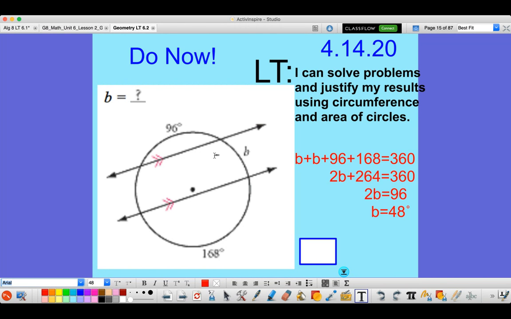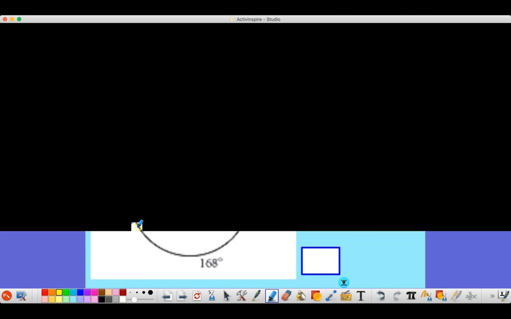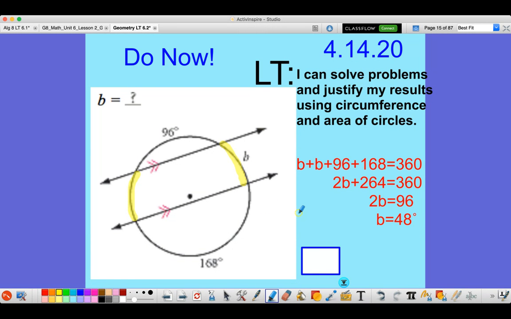And when you've solved the problem, then you will unpause the video and I'm going to go on to the solution. So what we know is because we have these two parallel lines right here, that means that we have two congruent arcs. So this arc right here is the same measure as this arc labeled B. So all together from a whole entire circle, it adds to be 360 degrees. So what I did was I set up an equation, B plus 96 plus 168 equals 360. And when you solve for that, you end up with B is 48 degrees.